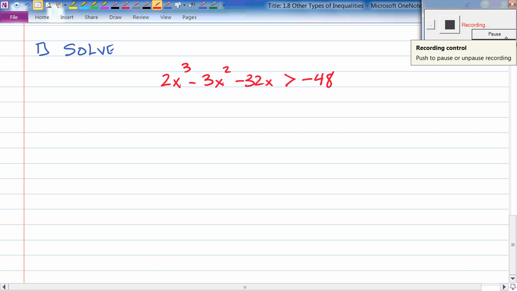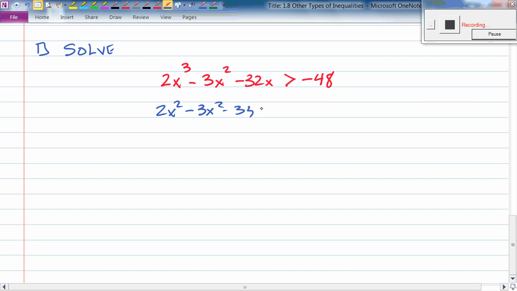All right, this one looks a little bit more challenging. We're going to solve 2x cubed minus 3x squared minus 32x is greater than negative 48. What should we do first to get this to be a little more workable? Move the 48 over: 2x cubed minus 3x squared minus 32x plus 48 is now greater than 0.